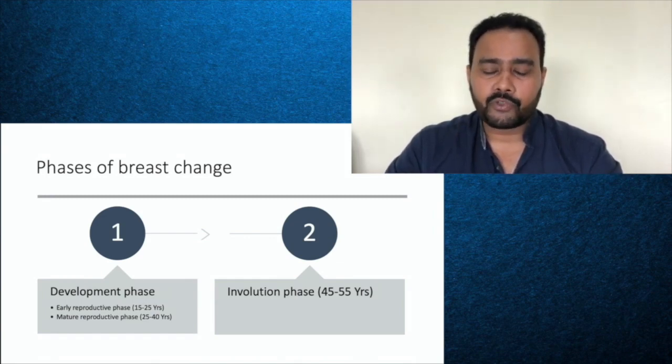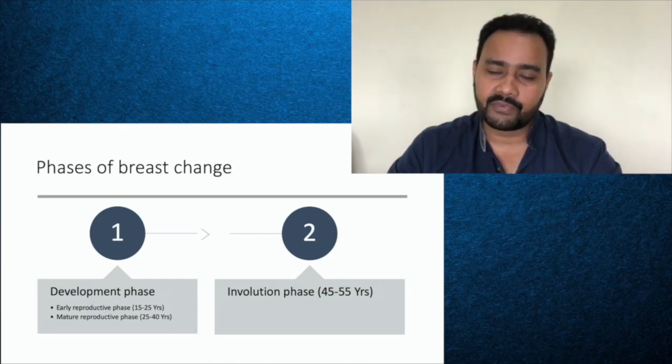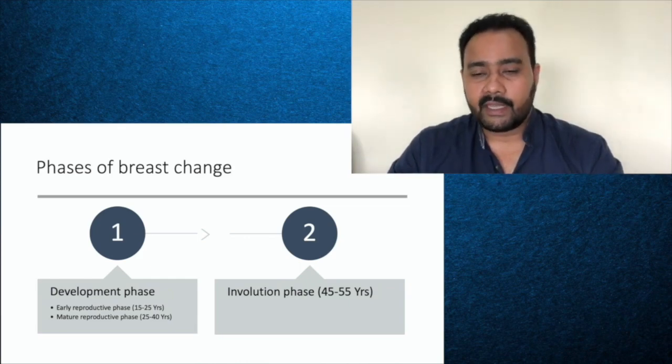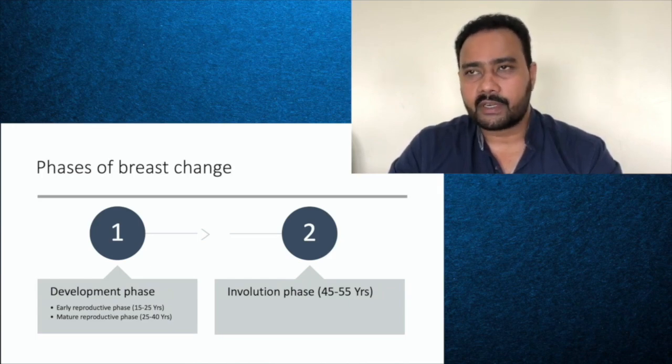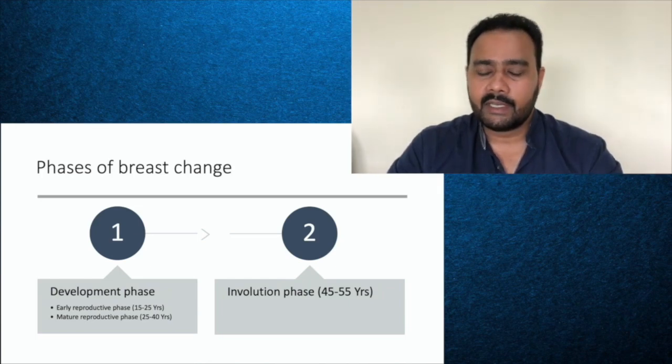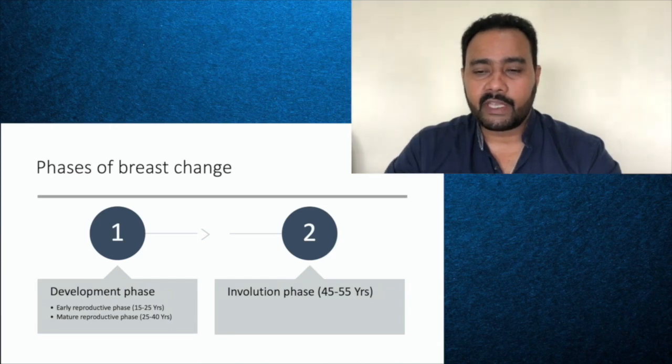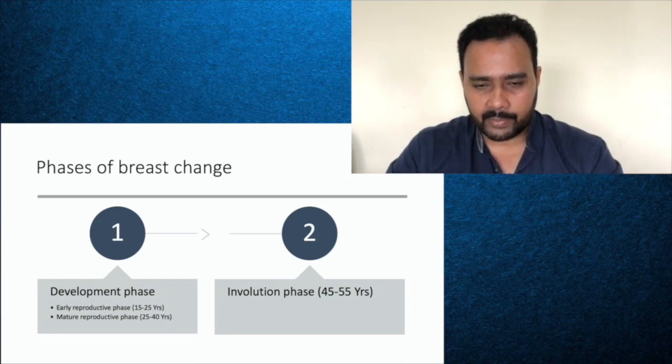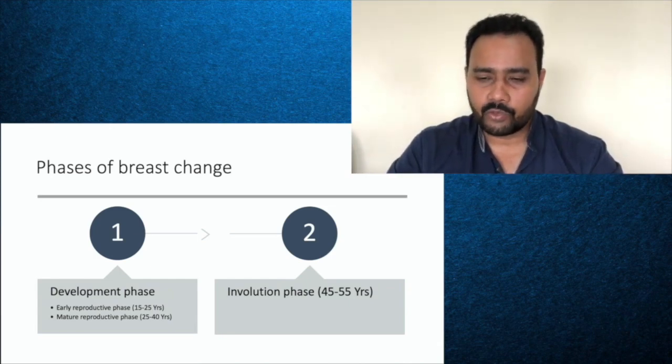Then from 25 to 40 onwards, people develop a mature reproductive phase in the breast. These are called the developmental phase. Then after 40 to 45, the breast starts to involute, or regress. The glandular tissues will be replaced by fat tissues. That is what we call the involution phase. So these are the two phases people can have, the developmental phase as well as the involution phase.